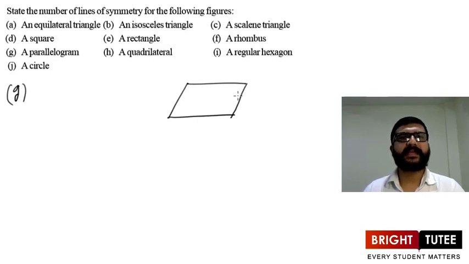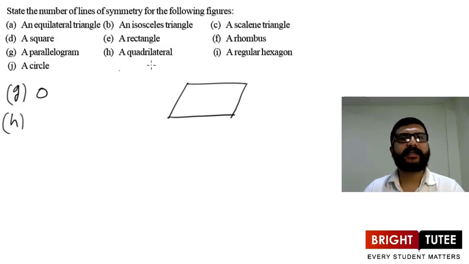Now can we have any line of symmetry such that about which we fold this figure so that both the figures coincide each other? Is it possible for this figure? Can we have any line of symmetry? No, we cannot. There is no line of symmetry for a parallelogram. So for this one, the answer will be 0.